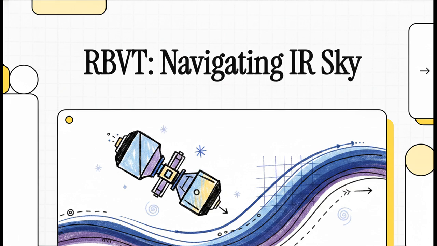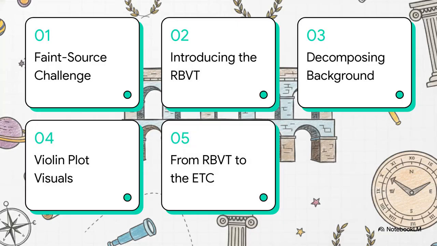Look, if you're planning to observe incredibly faint targets, understanding how to navigate the near-infrared background isn't just a nice-to-have, it's absolutely crucial to your science. Okay, let's dive into this. Here is our roadmap for mastering this tool today. We'll start with the Faint Source Challenge, introduce the RBVT, decompose the background, decode those Violin plot visuals, and finally, map out the path from the RBVT right into the ETC.